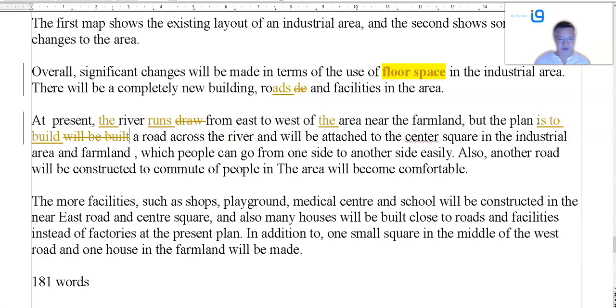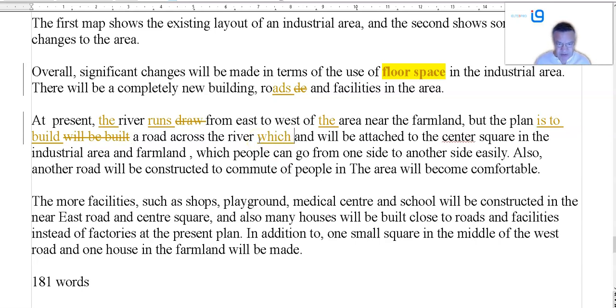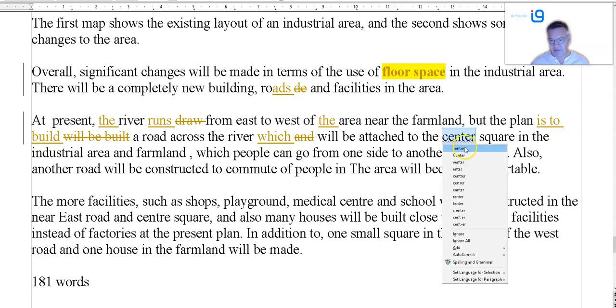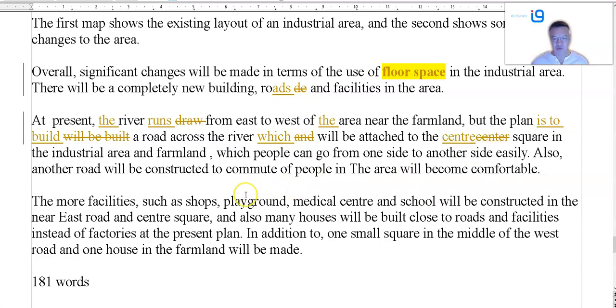a road across the river, and will be attached. What you mean? Which will be attached to the centre square in the industrial area and farmland, which people can go from one site to another easily. What you mean? Is that bridge that's in the north? What? Which one goes out to the easily? Also another road because to commute of people in the that doesn't even work. So commute of people in the area will become comfortable. That doesn't make sense. Sorry, that's very bad.